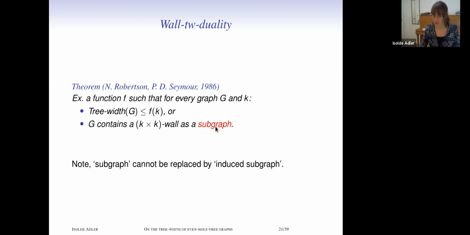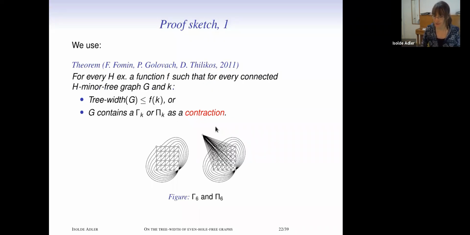So we don't use this one, but we use another theorem, which is this one here, by Fomin, Golovach, and Thilikos, which says: for every graph H, there's a function f such that for every connected H-minor-free graph G and every K, the treewidth of G is bounded by f of K, or G contains a so-called gamma K or pi K as a contraction.